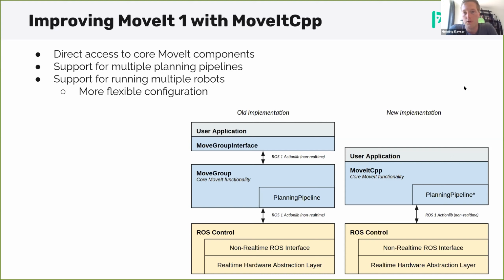MoveIt CPP offers support for running multiple planning pipelines at the same time. So this is already a requirement for running two planners at the same time, like in the global planner approach. Of course, we can also plug in JogArm here, or JogArm could act as a local planner as well, because JogArm is basically a Jacobian solver. So we really want to make this extensible and should be easy to configure at the same time.